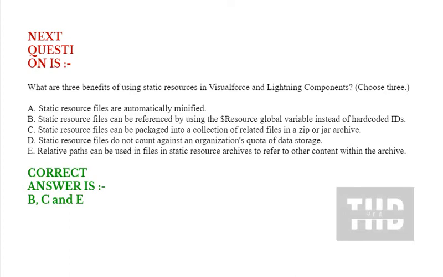minified. Option B. Static resource files can be referenced by using the resource global variable instead of hard-coded IDs. Option C. Static resource files can be packaged into a collection of related files in a zip or jar archive. Option D. Static resource files do not count against an organization's quota of data storage. Option E. Relative paths can be used in files in the static resource archives to refer to other content within the archive. Correct answer is option B, C, and E.